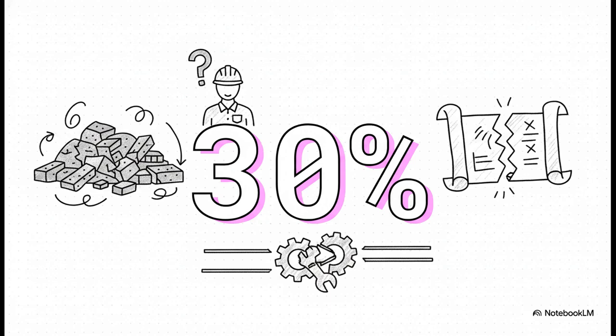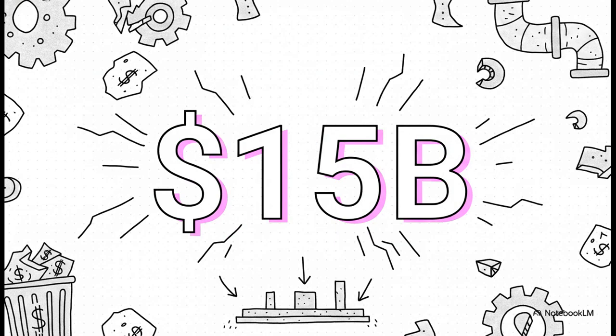Nearly a third of every bit of effort is spent just fixing stuff that wasn't done right the first time around. So, what does that 30% cost us? A whopping $15 billion. And that's the estimated annual loss just in the U.S. industrial construction sector. It's an almost unimaginable amount of pure, unadulterated waste.